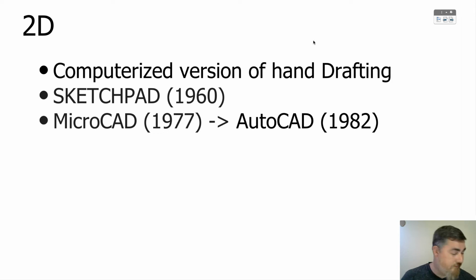By hand, you're using whatever the thickness of the pencil, and you're trying to figure out what the measurement is. In 2D CAD, you're keeping exact precision down to many decimal places. Like AutoCAD keeps, I think, 9 or 10 decimal places worth of precision, so it knows exactly what that number is. This 2D CAD started in 1960 with Sketchpad. And then in 77, MicroCAD came out, which was renamed AutoCAD in 82.